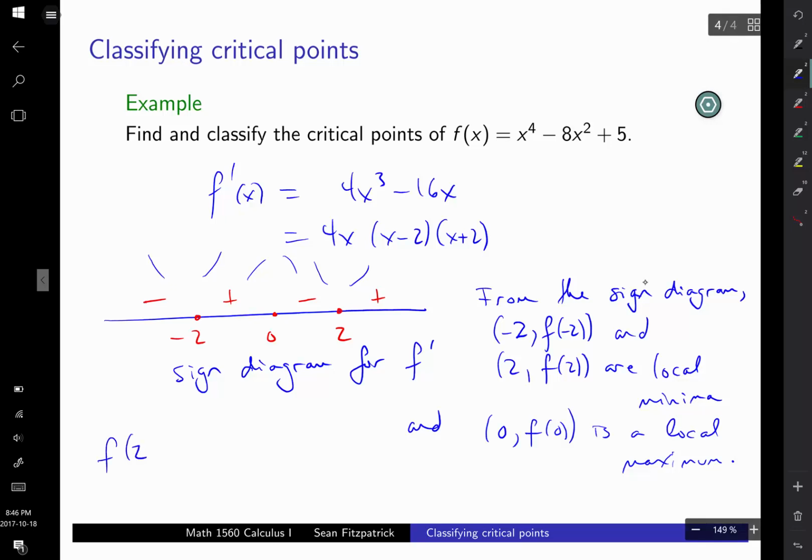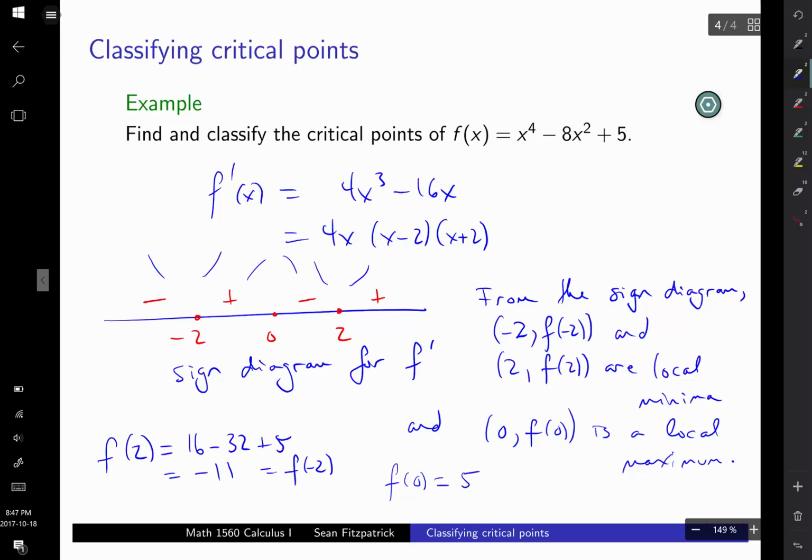So f of 2 is what? 16 minus 16 plus, sorry, 8 times 4, 16 minus 32. 8 times 4 is 32, plus 5. So that's minus 11. That's also f of minus 2. Notice that the function is even, right? It's only even powers, so negative numbers are going to go to the same value. And f of 0, if we wanted that y value, f of 0 is equal to 5.